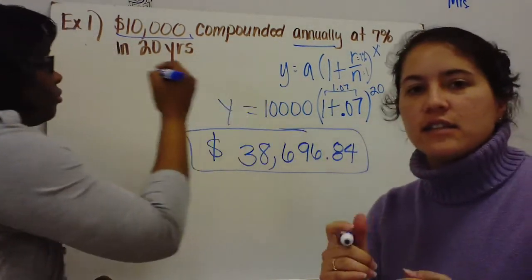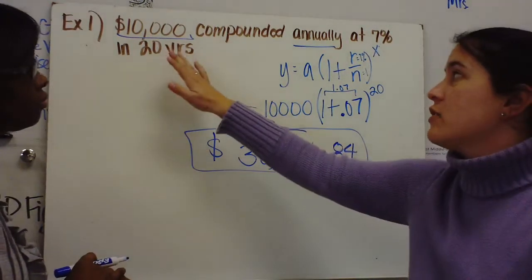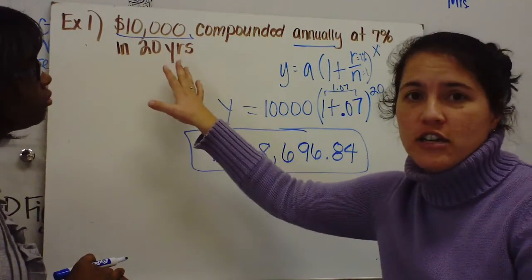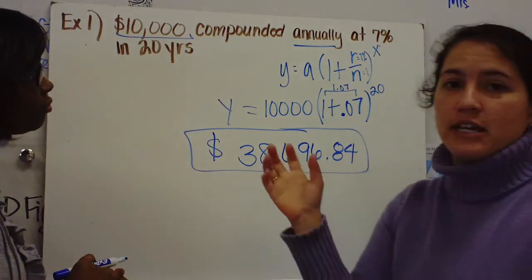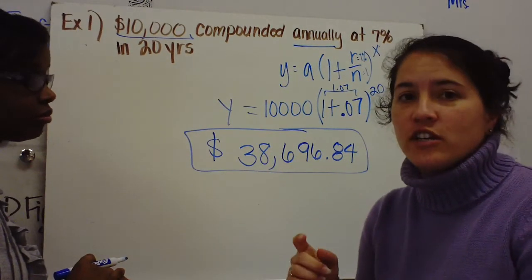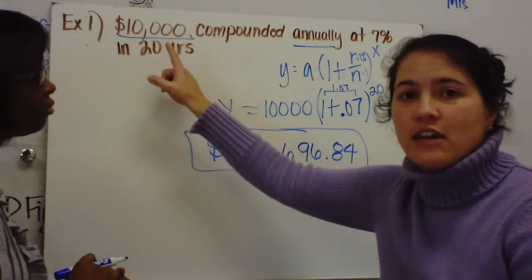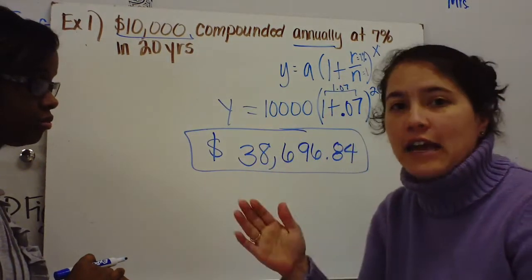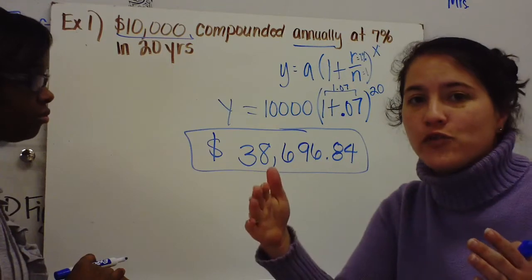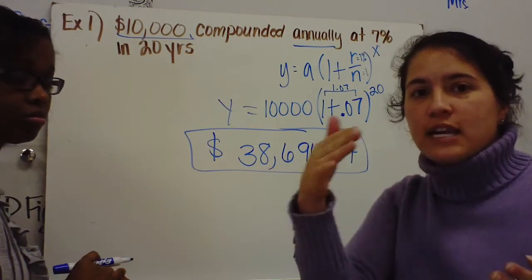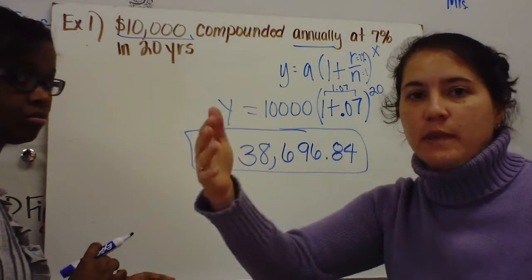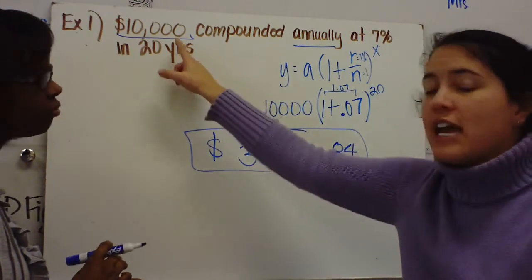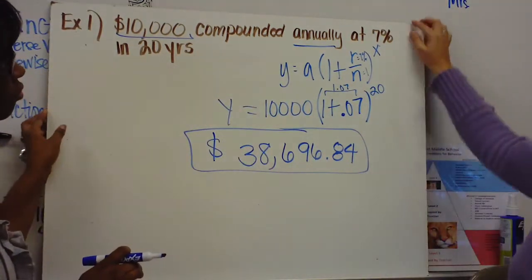So what that means is compounded annually. You put that $10,000 in, and after the first year, it adds on this 7% interest. Then the next year, it doesn't just add on from the 10,000. It takes that 10,000 and that 7%, and it compounds it again and again and again. So every year for 20 years, it's increasing however much the interest is being applied to. It doesn't just stay at 10,000.